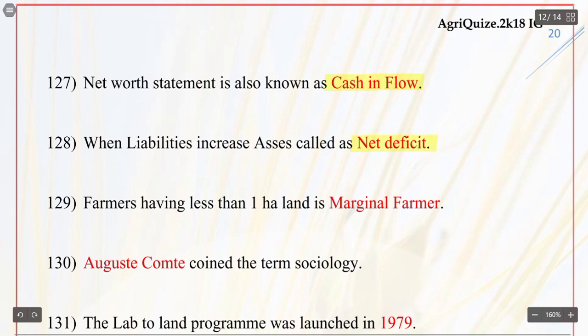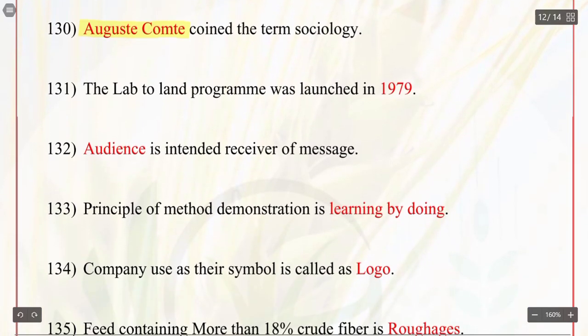Question 129. Farmers having less than 1 hectare land is marginal farmer. Next, Auguste Comte coined the term sociology. Next, the Lab to Land program was launched in 1979. Next, audience is intended receiver of message. Next, principle of method demonstration is learning by doing.